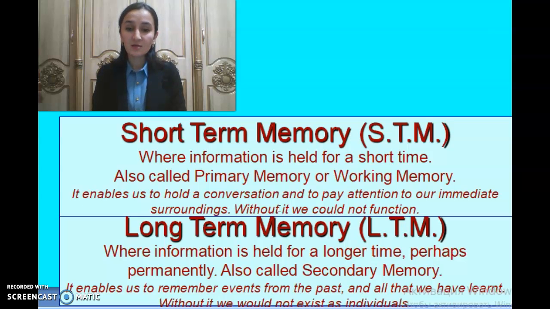So as you see, in long-term memory we can remember our past events, maybe those from our childhood. For example, we have memories from our childhood, maybe from our kindergarten, from our school times. And as you see, long-term memory helps us to feel ourselves, or how can I put it better, to be individuals.